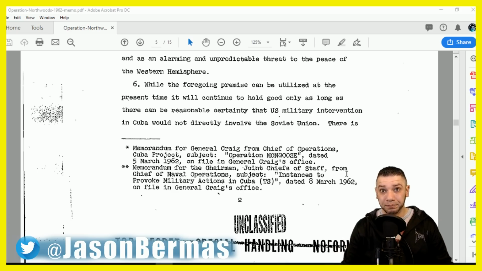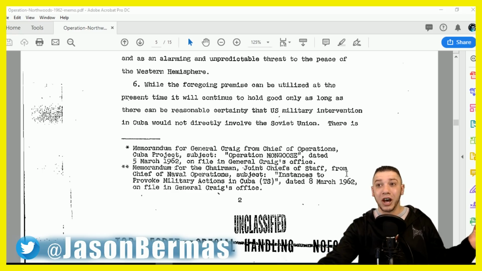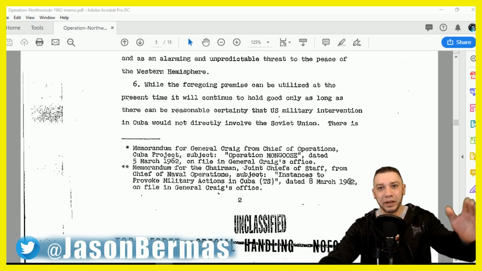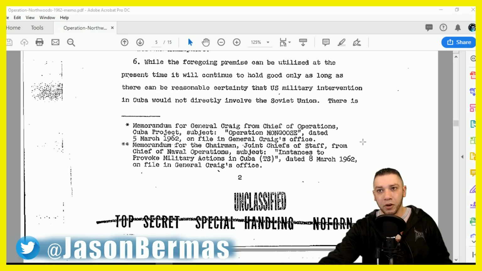to go into Cuba. While the foregoing premise can be utilized at the present time, it will continue to hold good only as long as there be a reasonable certainty that the U.S. military intervention in Cuba would not directly involve the Soviet Union. Don't want to get them involved. We're still talking about them today, huh? And by the way, these are just footnotes. We're going to just skip over that.